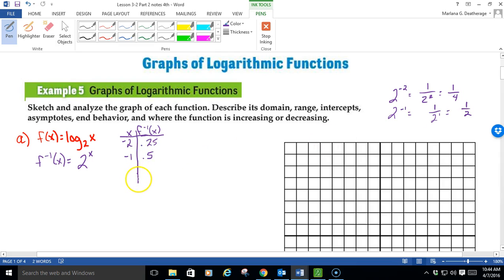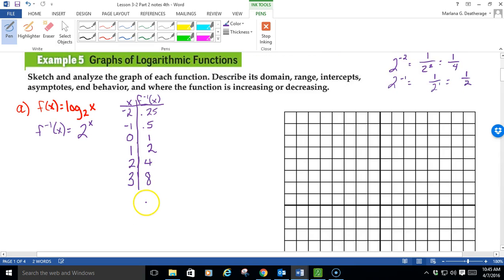Now the rest of these that we're going to do, I think we can do in our head. Alright, so I have 2 to the 0 power. What's 2 to the 0 power? 1. Anything to the 0 power is 1. 2 to the 1st power. So if x is 1, y is 2. 2 to the 2nd power. 4. Y'all are kind of asleep or something. Alright, 2 to the 3rd power. 8. Alright, so let's go ahead and graph that one.